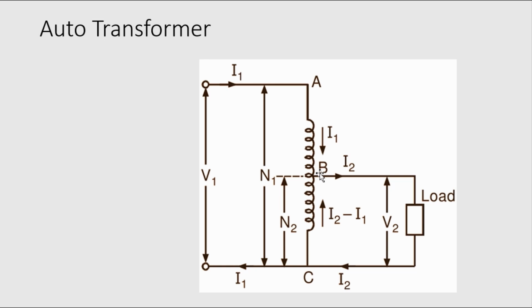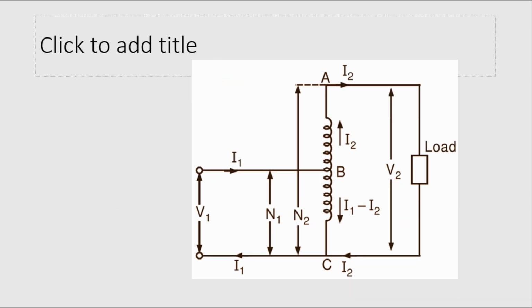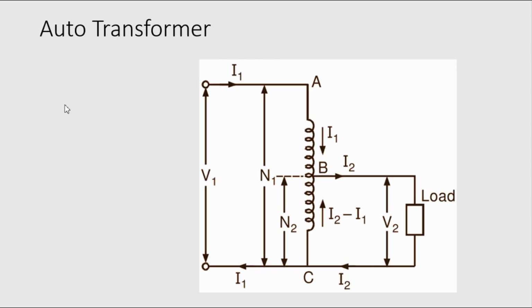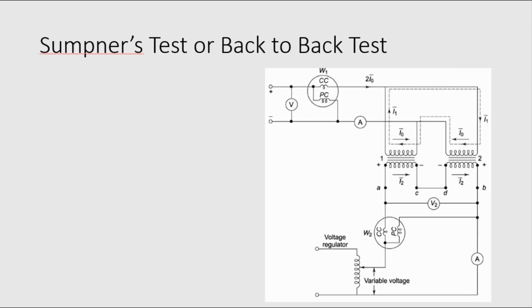In case of a normal transformer, the power will be transmitted through induction only, and in case of auto transformer, power will be transferred through induction and conduction. Okay, so we need a detailed explanation of auto transformer, that we'll do at a later time. Okay, next another important test is called the Sumpner test or back-to-back test.